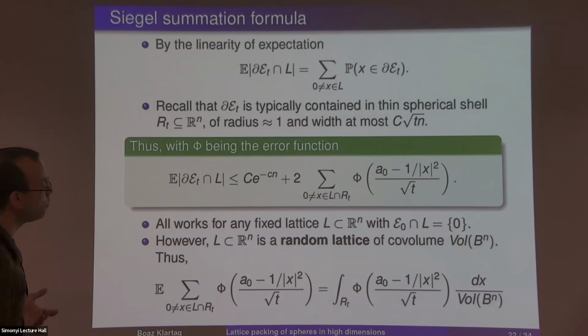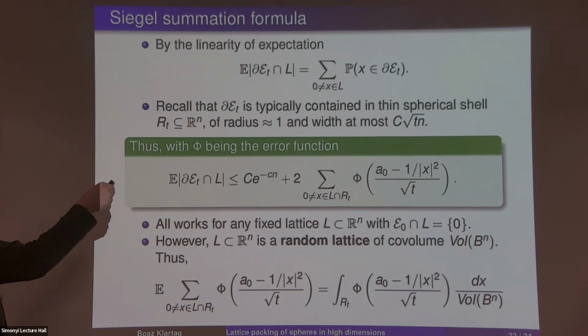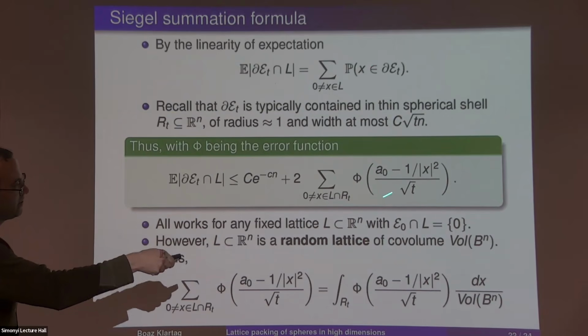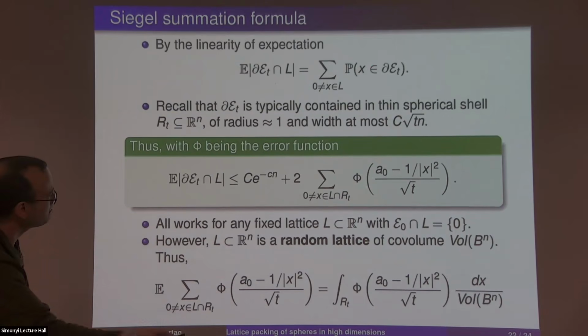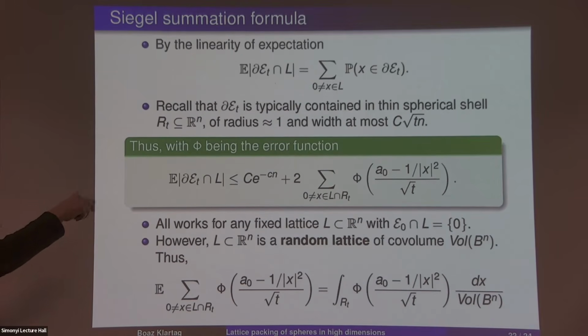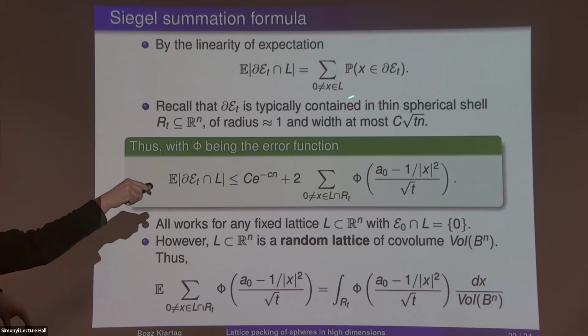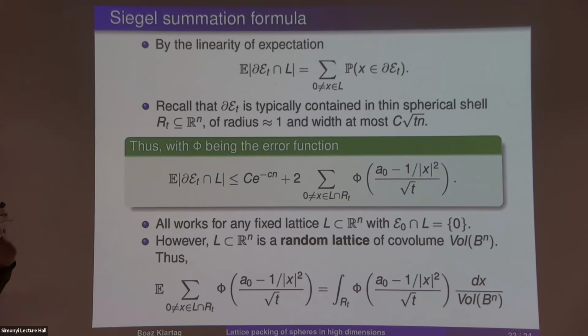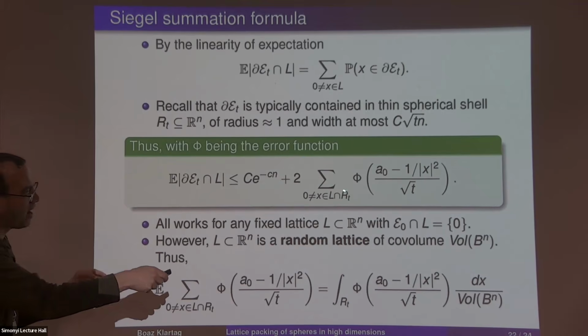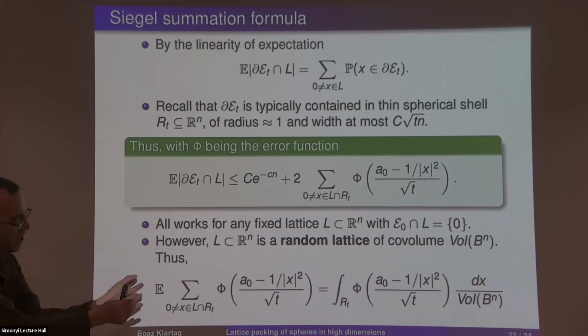Okay, so this phi is the error function. What I get is that the expected number of points on the boundary of the ellipsoid is the sum of the probabilities, and each of them is bounded by some error function, phi of something. I need to sum these probabilities over the entire lattice, but I know in advance that I only care about a thin spherical shell. The ellipsoid is very close to the ball, so the only reasonable contact points would occur in some thin spherical shell. So I pay some error to move from all of the lattice to just the thin shell.